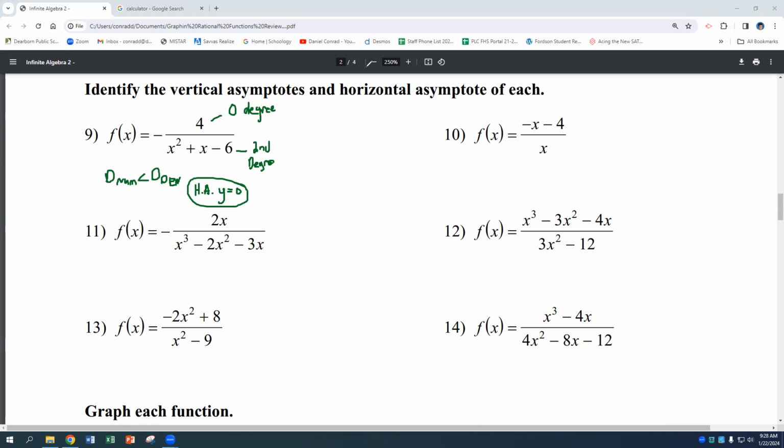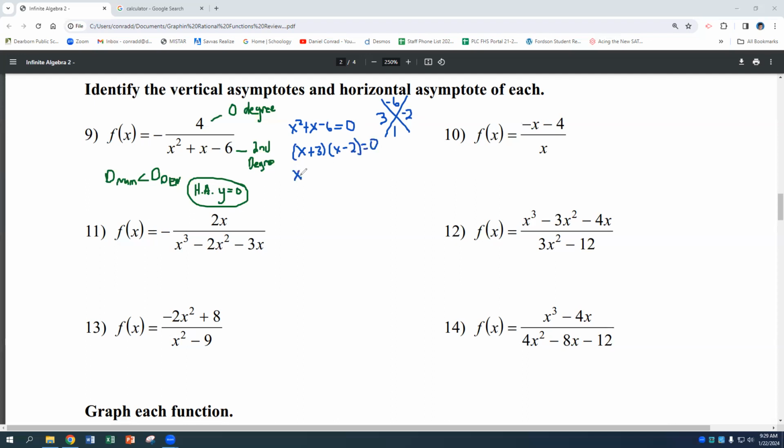Right, vertical asymptote. We're going to do x squared plus x minus 6 equals 0, right? We're going to set the denominator equal to 0. To solve this, we need to factor, so I need to use the x method. I need two numbers that multiply to -6 and add to +1. That's going to be +3 and -2. So when I get my factors here, it's going to be x plus 3 and x minus 2.